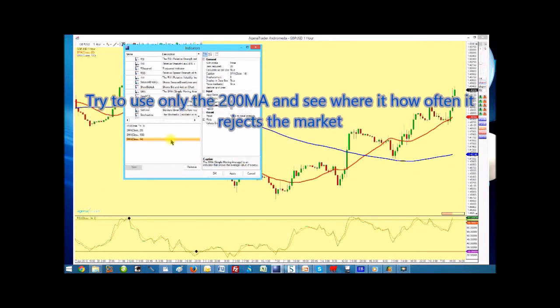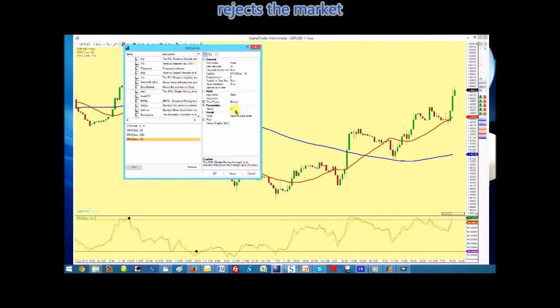But let's add the 200 moving average to the chart, and look at what happens. In most cases where the market hits the 200 moving average, there is a correctional move.